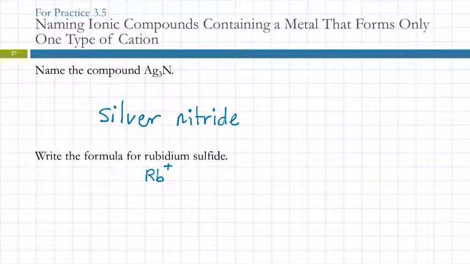Okay, sulfide. What charge does a sulfide ion have? 2-. So whatever method works for you, how do we put those together? Rb2S. That's the formula. Any questions?